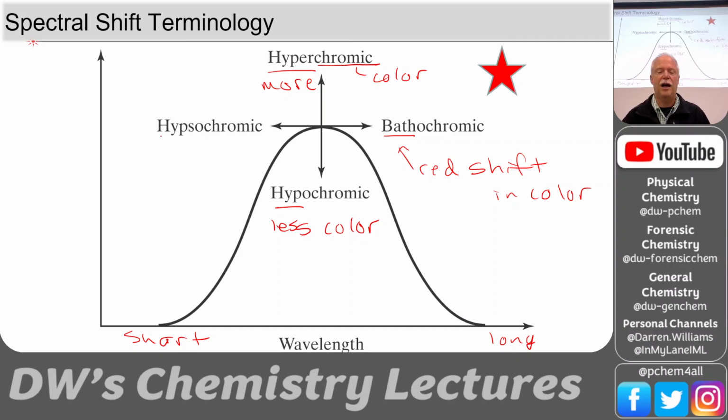And then hypso, I don't really know what hypso is, but I'd say it's short wavelength. It's definitely shorter wavelength. So if it goes from green to blue, that's a blue shift. Okay. And so if it goes from orange to yellow, you really got to know ROY G. BIV, right? So it's orange to yellow or yellow to green. That's a hypsochromic shift. It's going to shorter wavelengths.